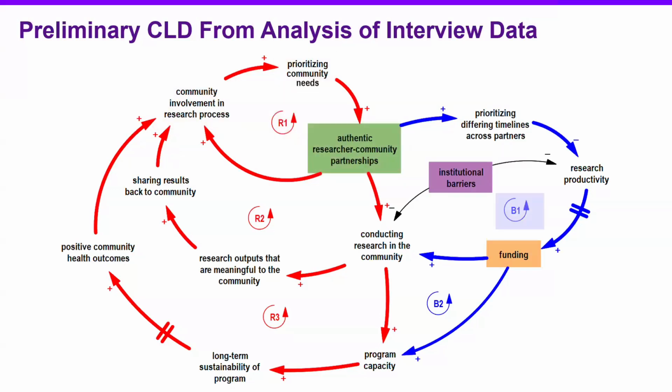The next type of loops that we can look at, they are called balancing loops. They're labeled by the Bs. How you might be able to interpret this is the loop B1 shows that more authentic partnerships may put researchers in a challenging position where they are having to prioritize different timelines, working with different partners, which then decreases their research productivity and then decreases the potential resources and funding that are available to conduct this research, which then makes it harder to conduct research in the community.